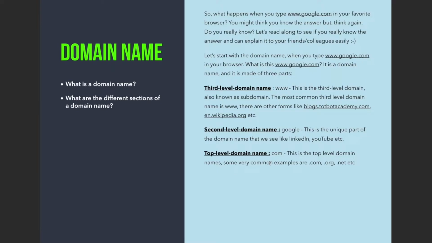Now that we know what a domain name is, every domain name consists of three sections. The first section, www, is called the third level domain name. The second part and the unique part is the Google, Yahoo, Microsoft part. These are the names that different companies came up with and registered themselves with, and that is what we use to find them. And the .com part is the top level domain name. Some other very common examples of top level domain names are .org, .net, etc.